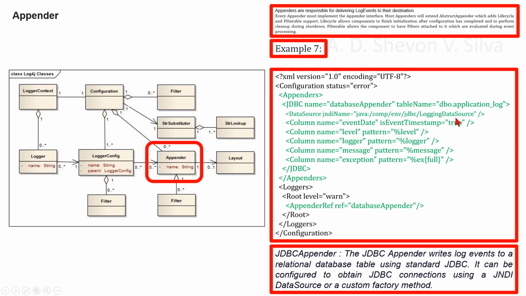And here the jndiName is a required parameter, the full prefixed JNDI name that the javax.sql.DataSource is bound to. The data source must be backed by a connection pool, otherwise logging will be very slow. And you can see column name and is event timestamp, column name, pattern, etc.